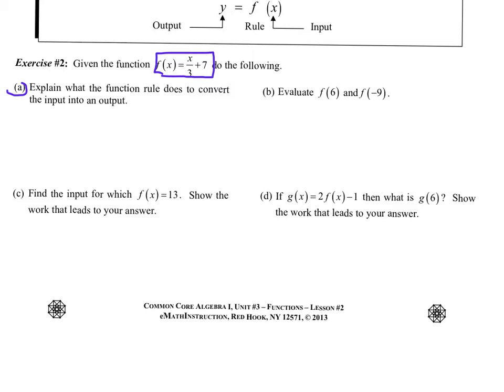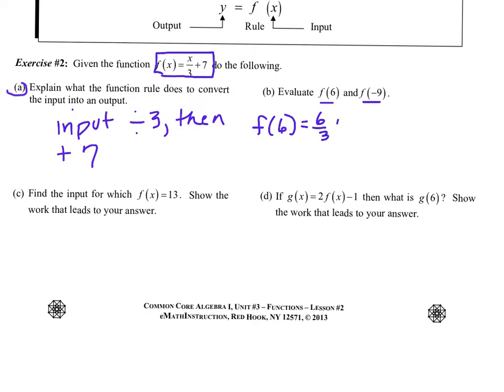So the way that's written, what they want you to say here is that the input is divided by 3, and then we add 7. Okay, so it's asking you really about order of operations. Can you evaluate f of 6 and f of negative 9? Well, let's see. F of 6 would be 6 over 3 plus 7, which would be 2 plus 7, which would be 9.